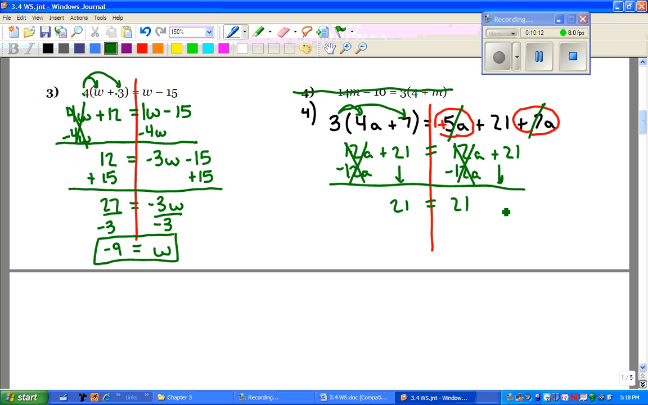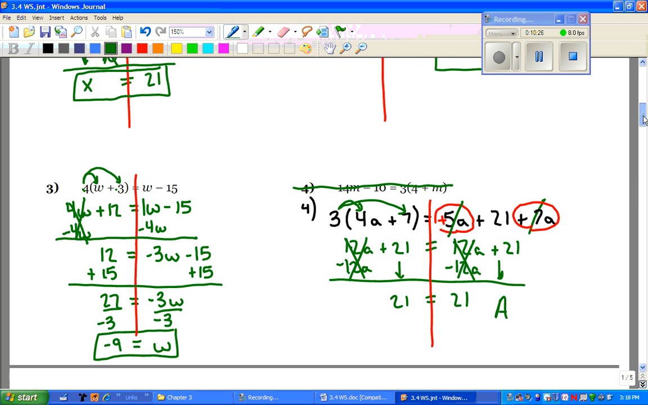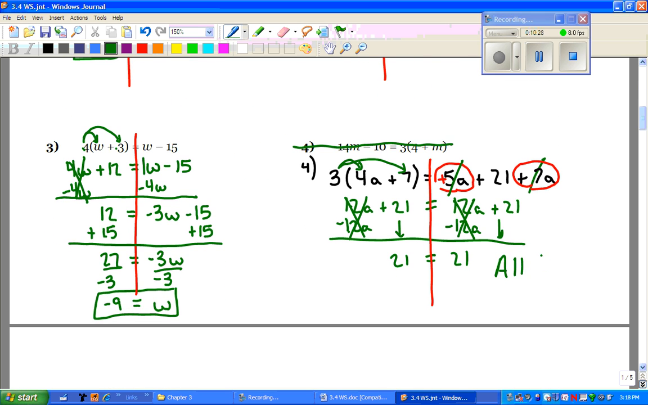Well, that's true. So we know that if we end up with something like this right here, the answer comes out to be all real numbers, which pretty much means that if we took any number that we wanted, 1, 2, 5, a million, whatever number you put in here, the right-hand side and the left-hand side will equal each other for whatever number you substitute in for a.